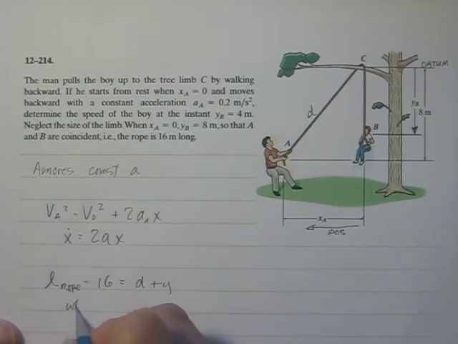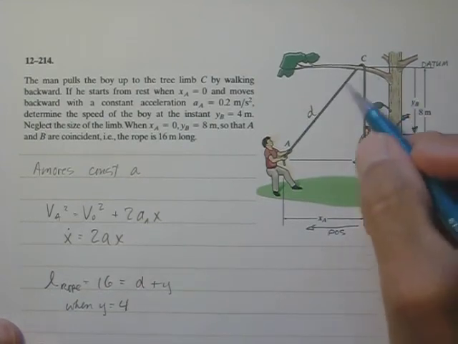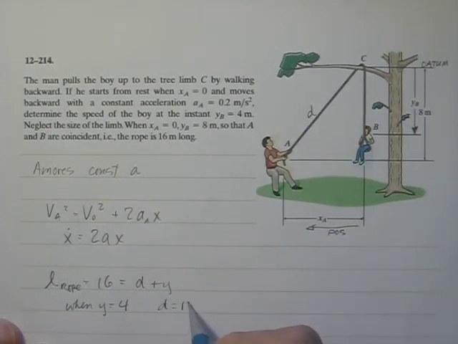All right, and then when y is equal to 4, right here, then we got left d is equal to 12. That's kind of our starting conditions.